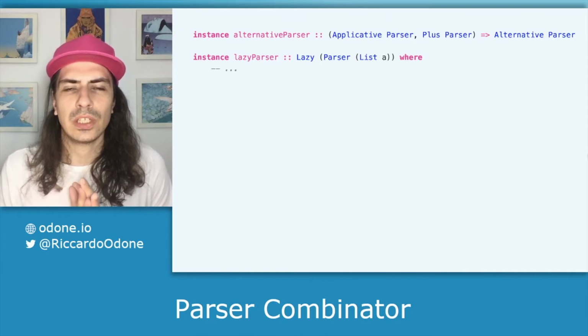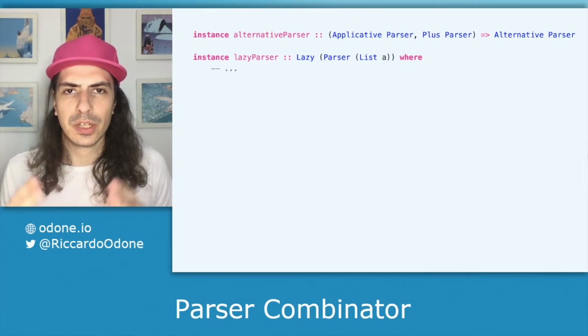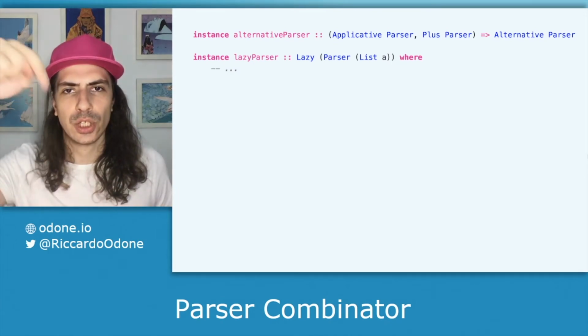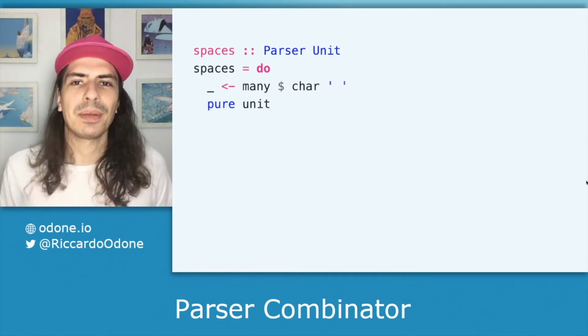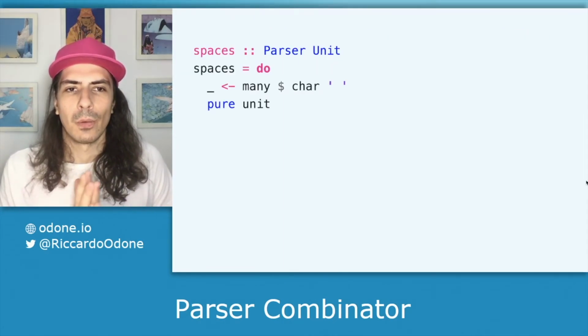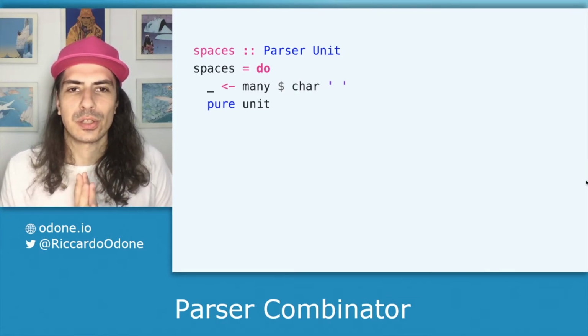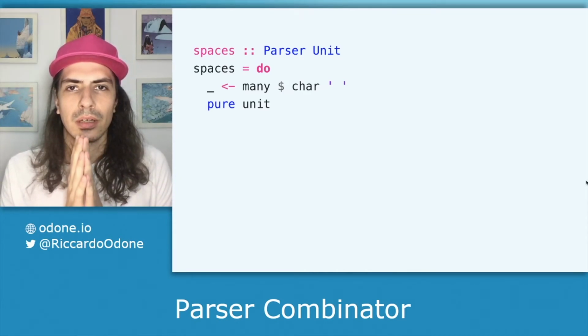For lazy, we need to implement the type class. The details are not shown here, but again, you can check in the video description if you want to dig deeper. And with that in place, we can create a parser called spaces, which uses char space as a parser many times. And this is the exact same function as the one we defined before with the recursive call.